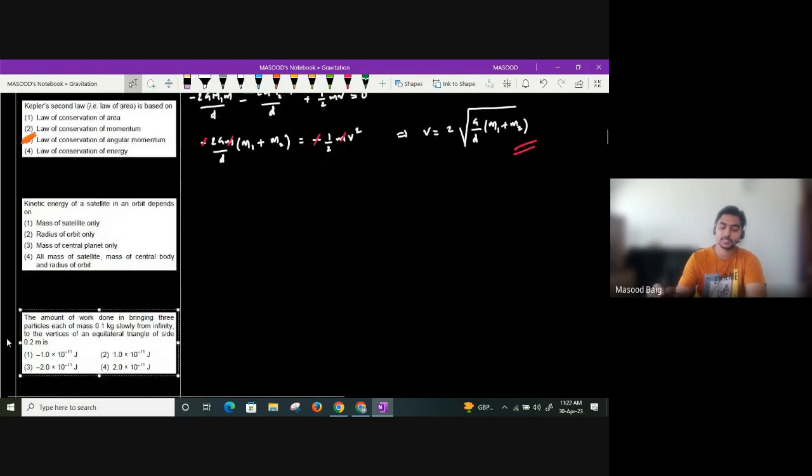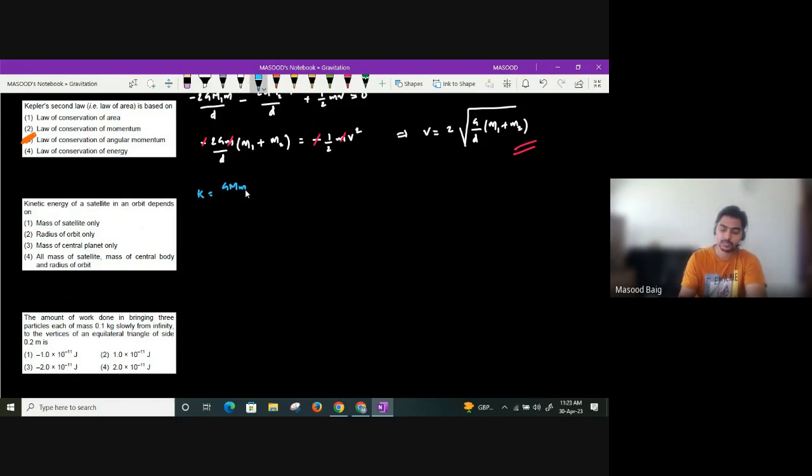Kinetic energy of a satellite in an orbit depends on what? What is the expression for kinetic energy? It is G capital M small m divided by 2r. Is it depending on mass of satellite only? No. Is it depending on radius of orbit only? No. Is it depending on mass of central planet only? No. It depends on all things: mass of the central body, mass of the satellite, and radius of the orbit.